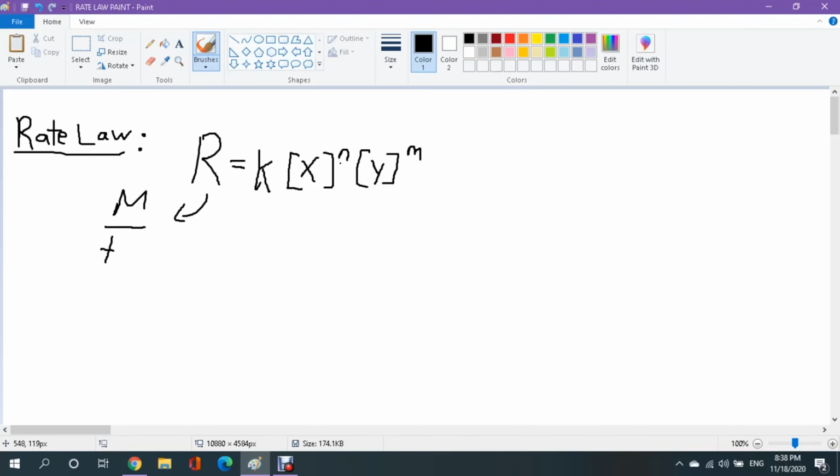X is the first reactant, and n is its coefficient, and Y is the second reactant, and m is its coefficient. But since here we're using concentration, X is in molar and Y is in molar. And n is also known as the rate order with respect to X, and m is also known as the rate order with respect to Y. That's why n plus m gives you the total order of the reaction.